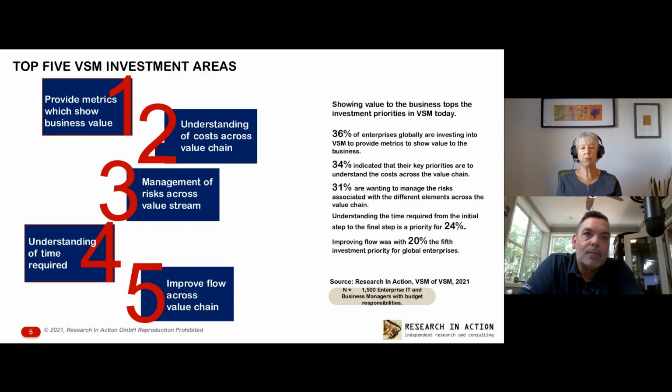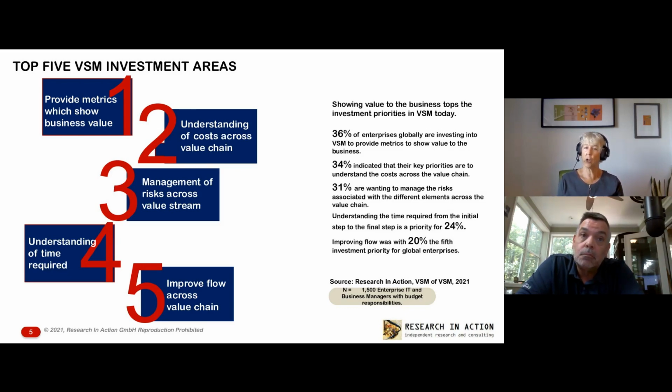Now, as part of research and action in our recent research on value stream management platforms, which we'll get to later, we also asked our survey constituents, a fairly large sample size, what are the top 5 areas to invest in value stream management and in value stream management platforms? And you can see here: provide metrics which show business value. That's one investment area, or one reason why they would invest.